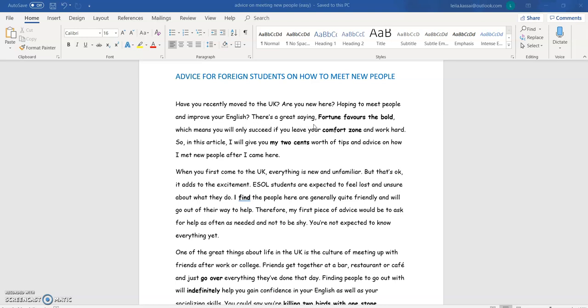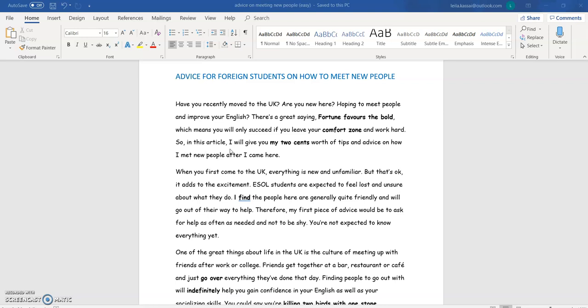There's a great saying, fortune favors the bold. So this is an idiom, which means you will only succeed if you leave your comfort zone and work hard. Comfort zone, it's where you feel comfortable. Your comfort zone is when you do not want to take risks. You want to do stuff that you're used to. You want to live your life in a very non-risky manner. That's called your comfort zone. So you will only succeed if you leave your comfort zone and work hard.